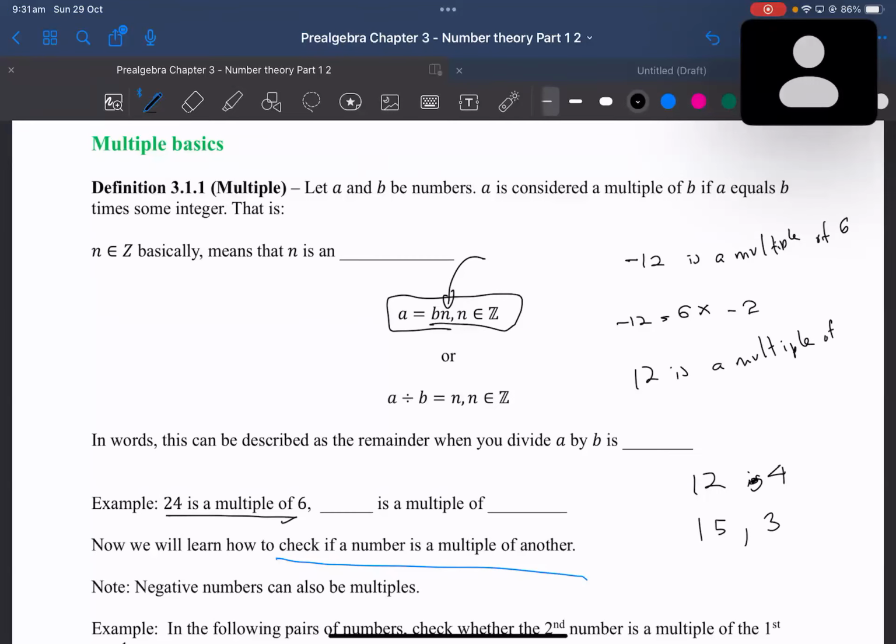Okay, do you think whole numbers are negative only or positive only? There are negative whole numbers as well, right? Yeah. Okay, then that's fine.